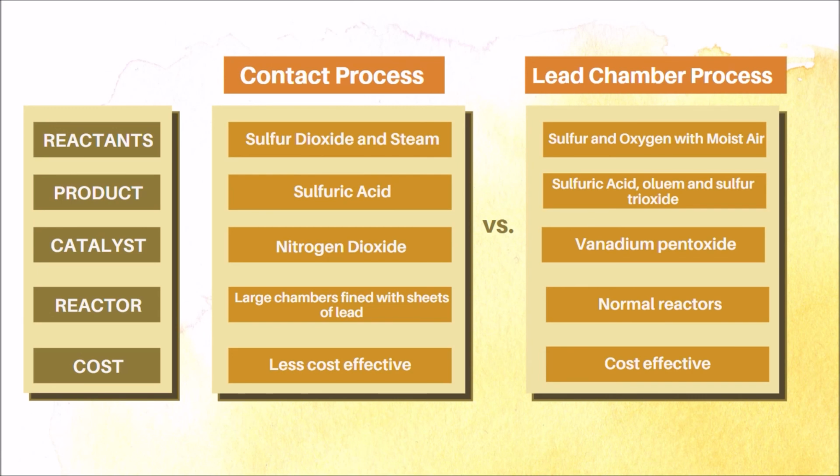What is the difference between lead chamber process and contact process? The key difference between lead chamber process and contact process is that lead chamber process uses gaseous nitrogen oxide as a catalyst, whereas the contact process uses vanadium oxide. Furthermore, the reactants for the lead chamber process are sulfur trioxide and steam, while the reactants for the contact process are sulfur, oxygen, and moist air. Moreover, the final product of the lead chamber process is sulfuric acid, but the contact process produces sulfur trioxide and oleum as well. Here is the summary of the key differences between the lead chamber process and contact process.